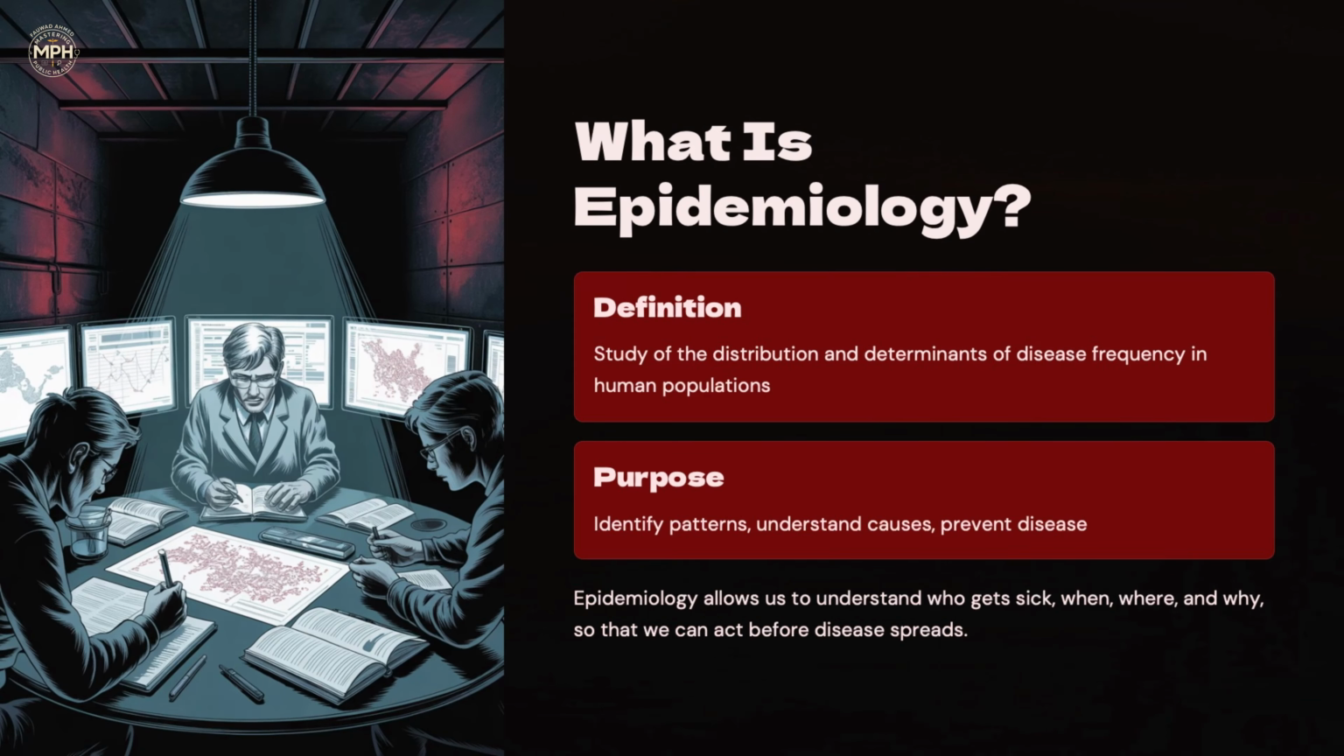What is epidemiology? Epidemiology is defined as the study of the distribution and determinants of disease frequency in human populations. This means we look at where disease occurs, who it affects, how often it happens, and what factors are associated with it. These patterns help us prevent disease before it spreads or worsens.